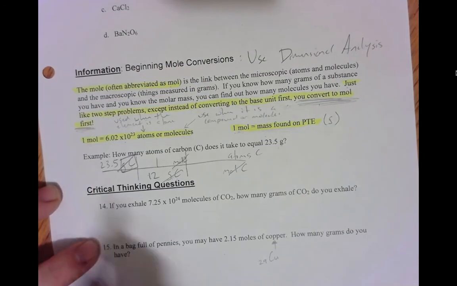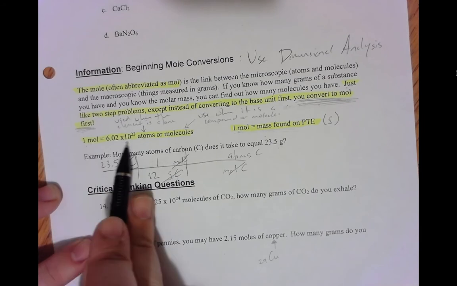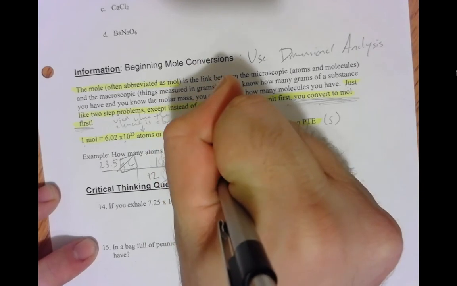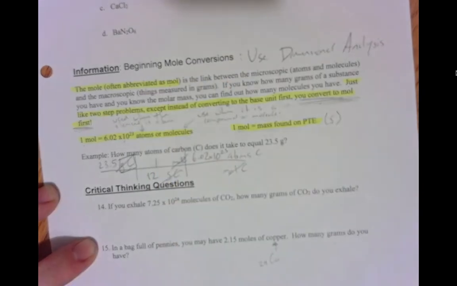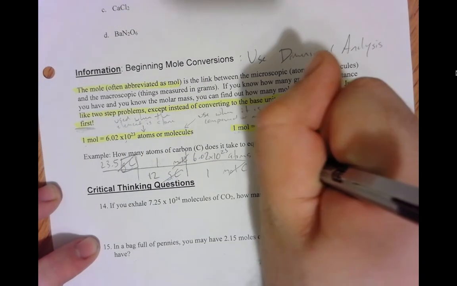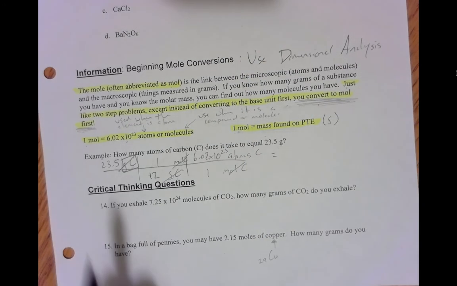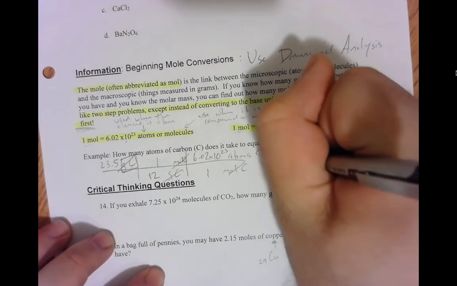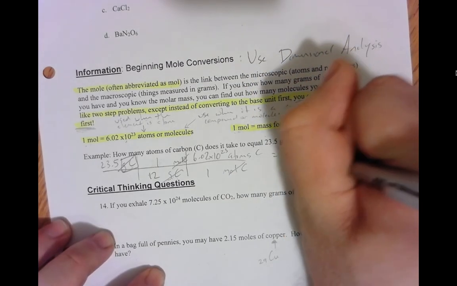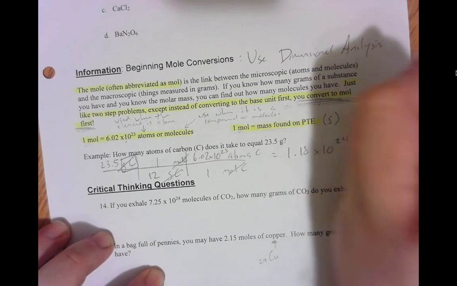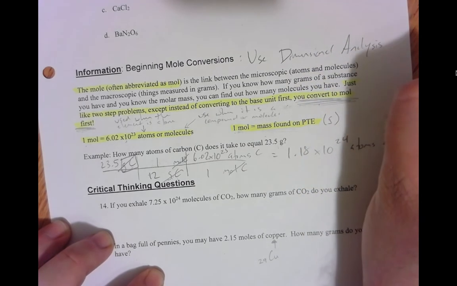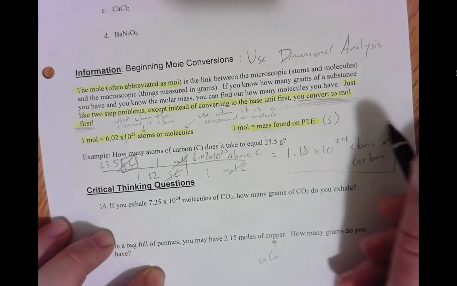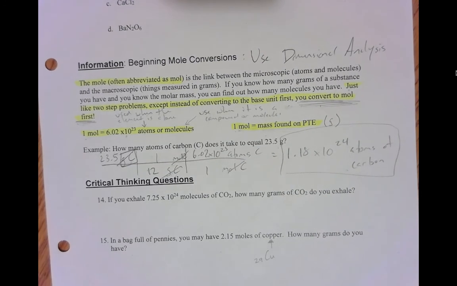And then the other conversion you need is right here: 1 mole equals 6.02 times 10 to the 23rd atoms or molecules. So we put 6.02 times 10 to the 23rd atoms on the top, 1 mole on the bottom. Then you solve this. Remember, you multiply the numerators together, multiply the denominators together, and then divide. You should get the answer 1.18 times 10 to the 24th atoms of carbon. Don't forget your units, guys. Units are important. I need to know what you converted to.